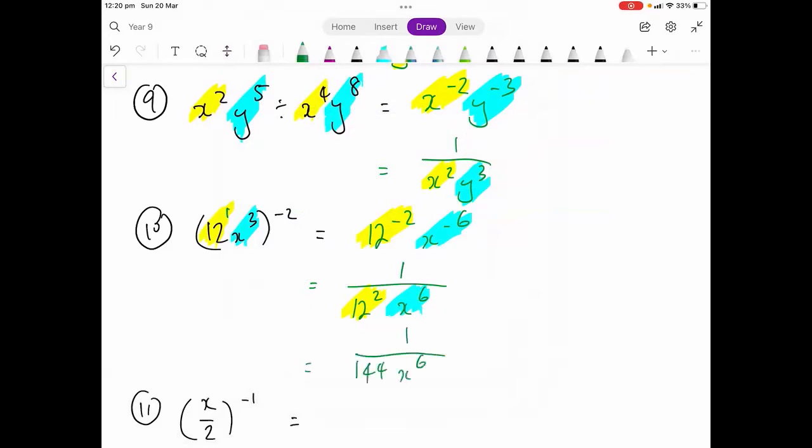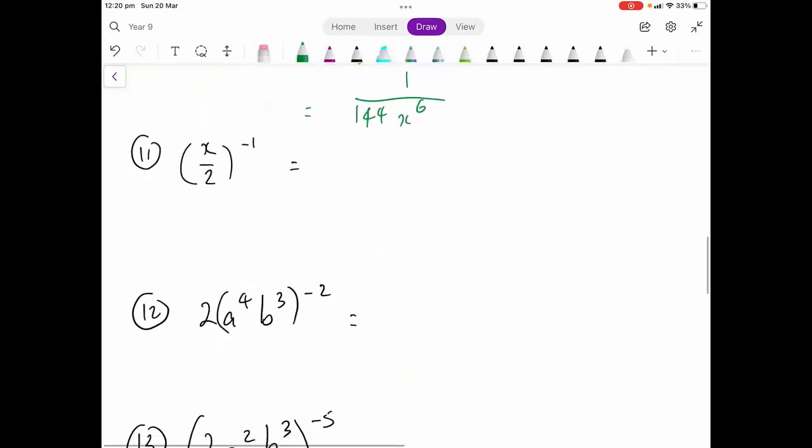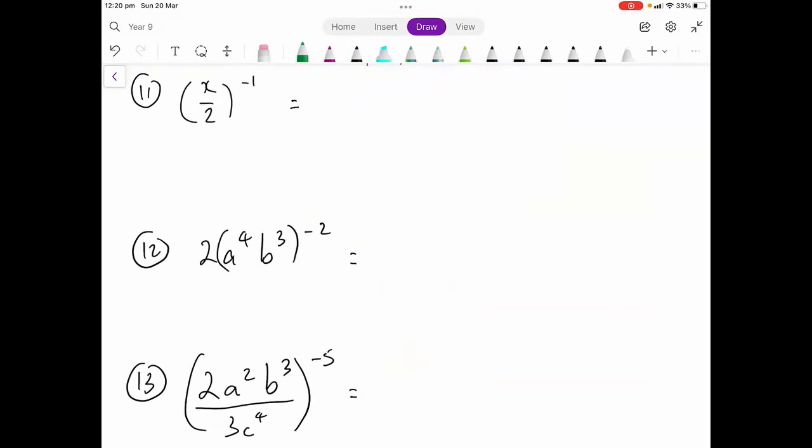Recall that a minus 1 just means you flip it upside down. So x over 2 just becomes 2 over x.